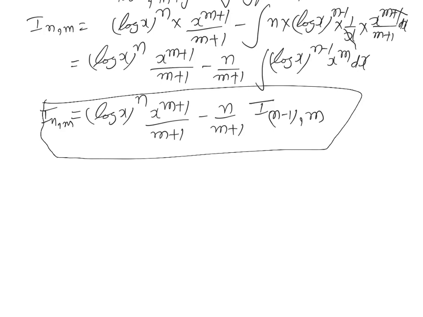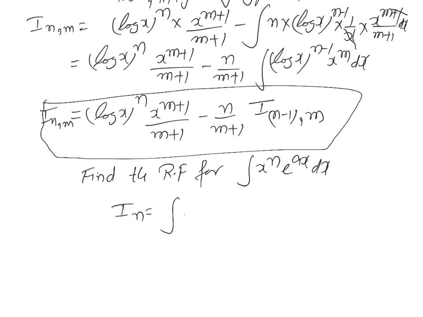Now in the next we will find the reduction formula. RF is short notation for reduction formula. We find the reduction formula for integral x raised to the power n e raised to the power x dx. Now this I n is equal to integral x raised to the power n e raised to the power x. Now see, in the subscript notation we have written only the x raised to the power n index. The e raised to the power x index is not written.